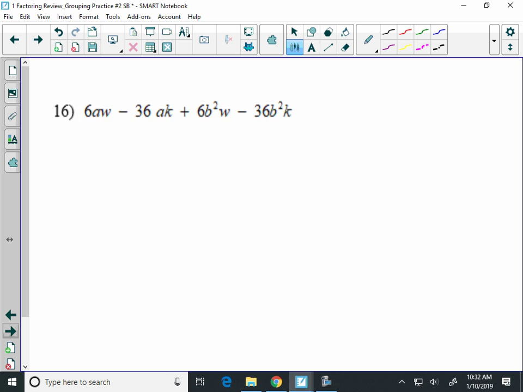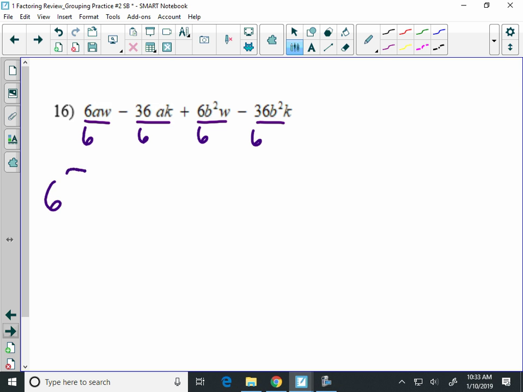Our last one is number 16. This one has a lot of letters, but it's really not going to be that bad. First of all, though, I'm going to start by looking for a GCF. It does seem like 6 goes into every term. So I'm at least going to pull a 6 out. And then, let's see, we have a, oh, no a's. Nope, it looks like just 6.